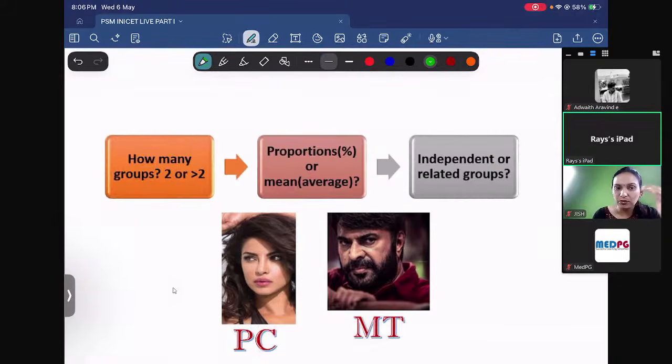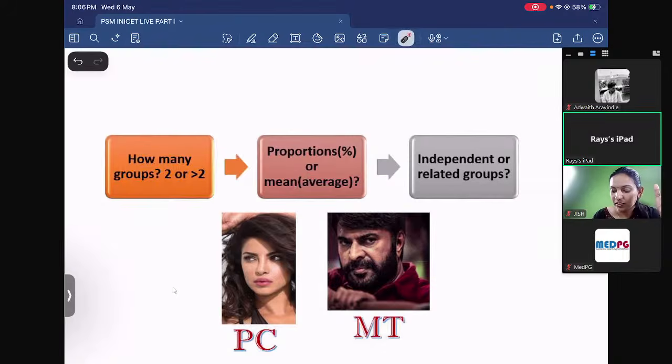If it is 2 groups or more than 2 groups, our test is going to differ. Second, whether you're dealing with quantitative data or qualitative data. Quantitative data will be measured in terms of mean plus or minus standard deviation. Qualitative data or your non-parametric data will be measured in terms of proportion, fraction, and so on. 2 film stars will help you remember the names of the tests. PC. PC is Priyanka Chopra, right?